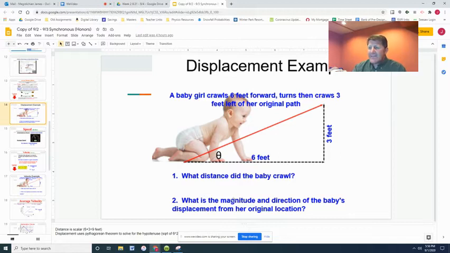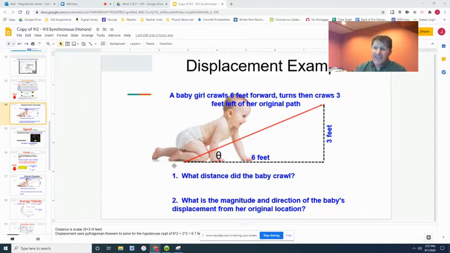What is the magnitude and direction of the baby's displacement? Well, now we're going to say that this red line is the displacement, and that is our hypotenuse of this right triangle. So we can use Pythagorean theorem, say 6 squared plus 3 squared, take the square root of that, and we will come up with 6.7 feet. Okay, so this distance is 6.7 feet, and that is the displacement of the baby because that is the shortest distance between those 2 points.